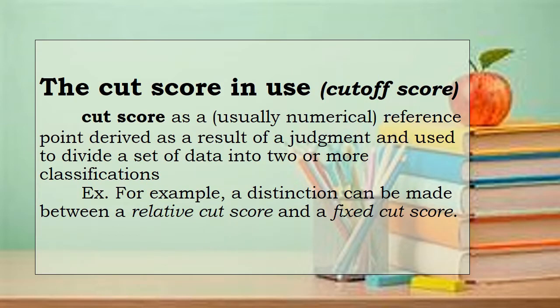The next to be considered is the cut score in use, also known as the cutoff score. A cut score is a numerical reference point derived as a result of judgment and used to divide a set of data into two or more classifications. For example, a distinction can be made between a relative cut score and a fixed cut score.